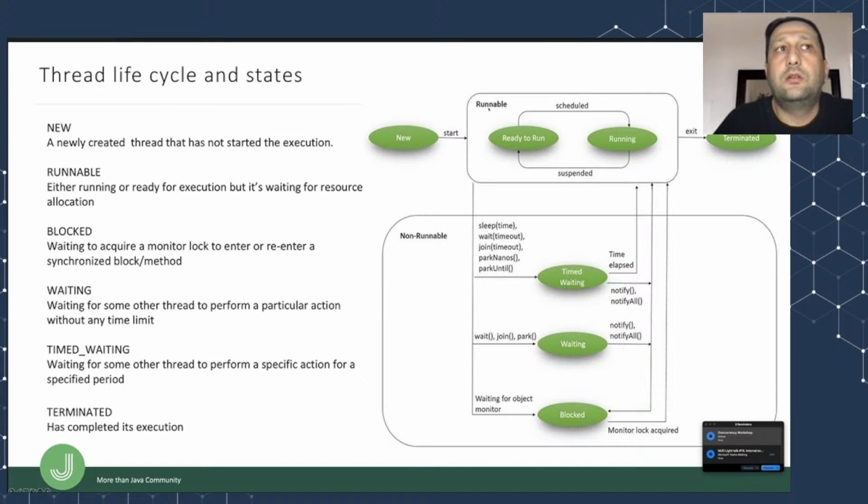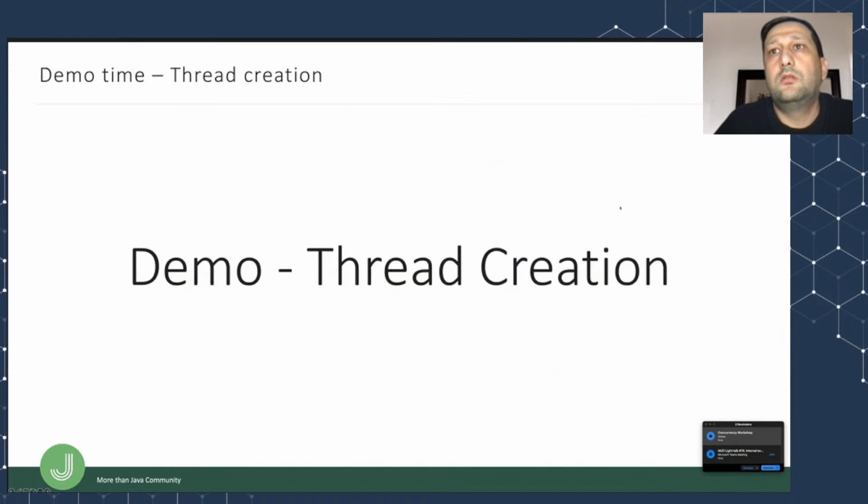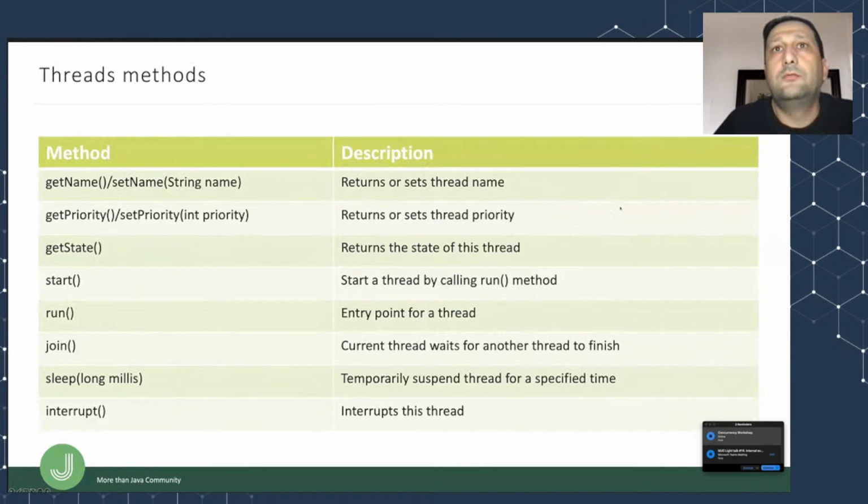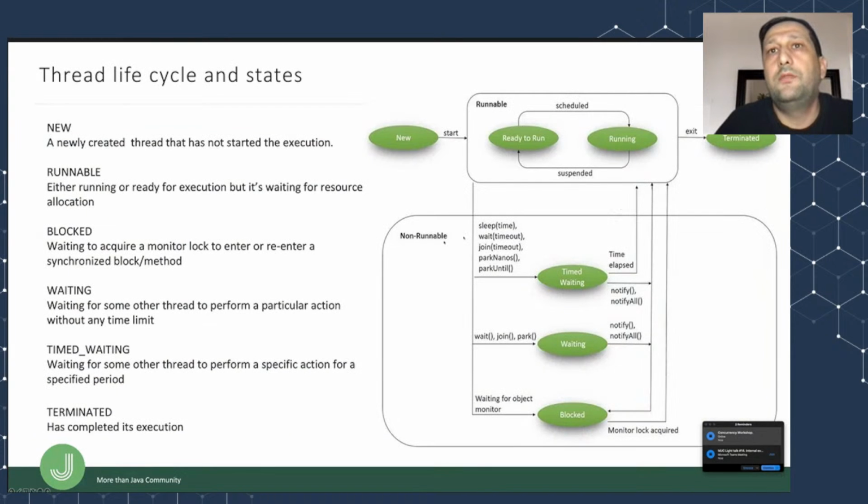Runnable means that it is either running or ready for execution, but waiting for resource allocation. After that, if everything is okay and the task is done, it's terminated. It exits the runnable state and changes to terminated. But in the process, we have non-runnable states: timed waiting, waiting, and blocked.